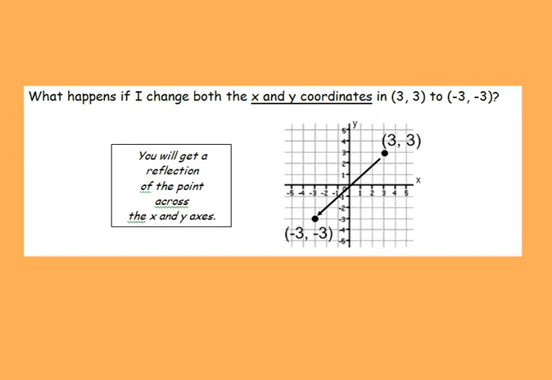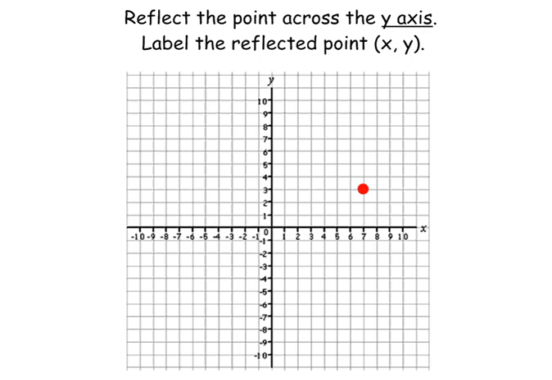Well, what would happen if I took both of those points and I took the opposite of both those points? So instead of 3, 3, I did negative 3, negative 3. Well, this is interesting. Look what happens. It actually ends up reflecting across the x, and it ends up reflecting across the y. It reflects across both. So let's try a couple of these.